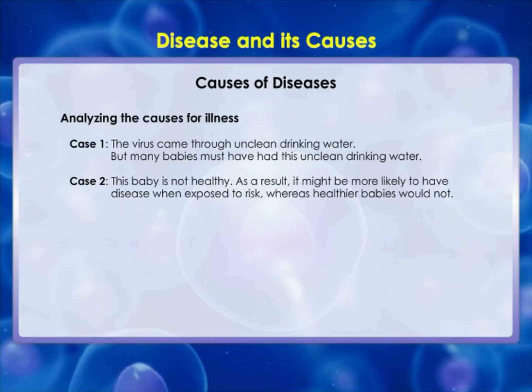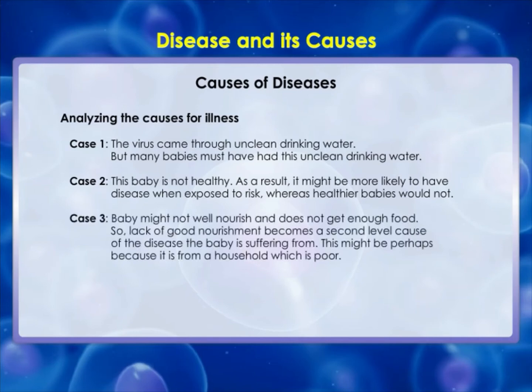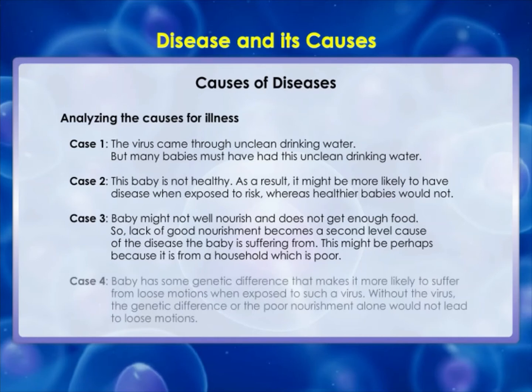One reason might be that this baby is not healthy. As a result, it might be more likely to have disease when exposed to risk, whereas healthier babies would not. This might be because it is not well nourished and does not get enough food. So lack of good nourishment becomes a second-level cause of the disease the baby is suffering from. This might be perhaps because it is from a household which is poor. It is also possible that this baby has some genetic difference that makes it more likely to suffer from loose motions when exposed to such a virus. Without the virus, the genetic difference or the poor nourishment alone would not lead to loose motions. But they do become contributory causes of the disease.